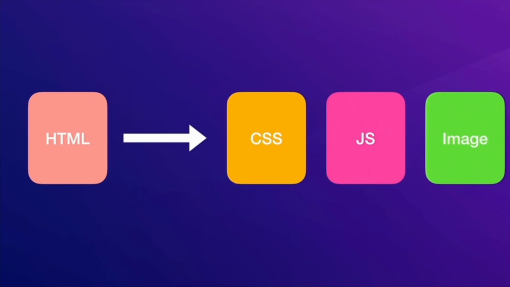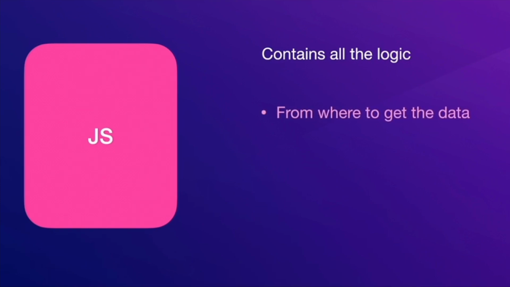And here, especially if we look at the JS, that is the most important file and acts as the brain of the website. The JS file contains all the logic, like from where to get the data, that is the API call that it has to make to get the data, and also when the data is available, what data binding is to be done, that is what data is to be shown on what div.